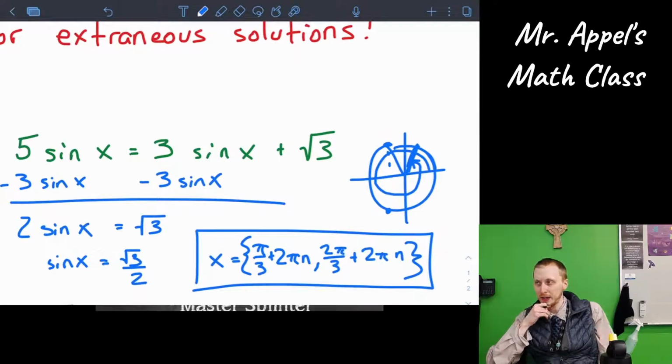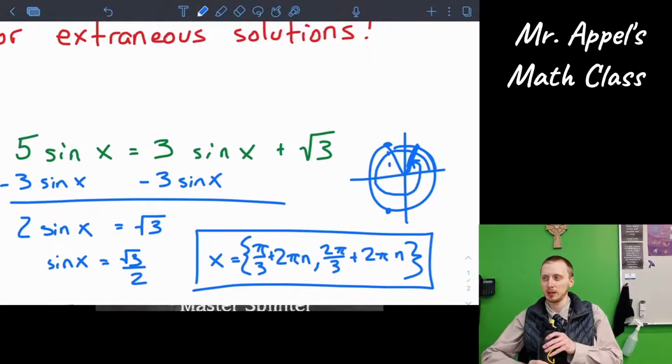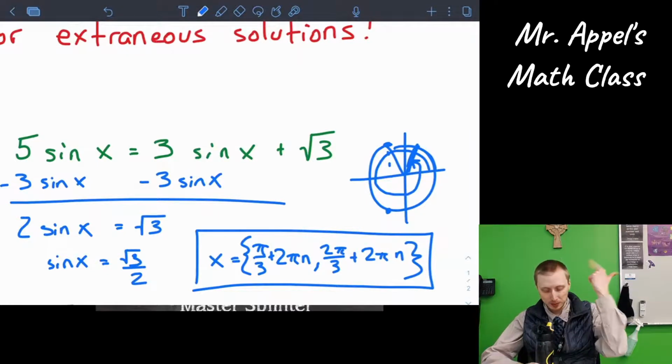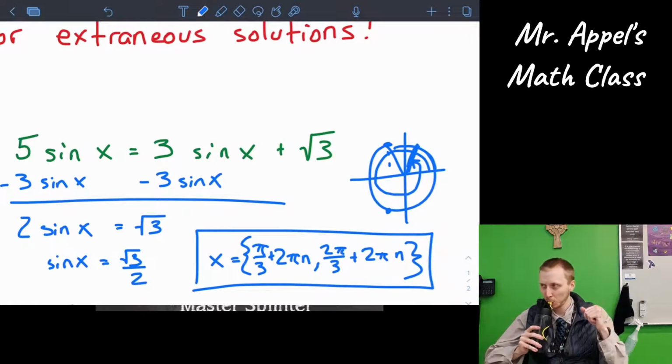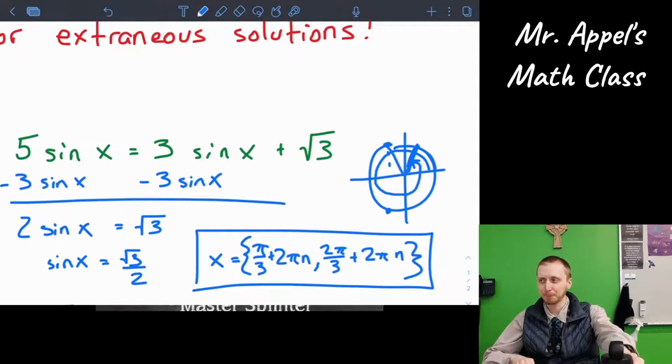Okay, questions on that example? Anyone confused? How we got our initial answers, why we need to add 2 pi n? No?